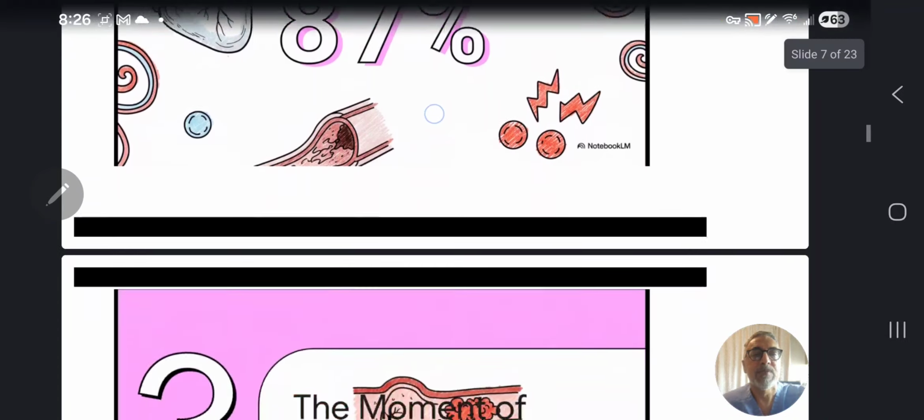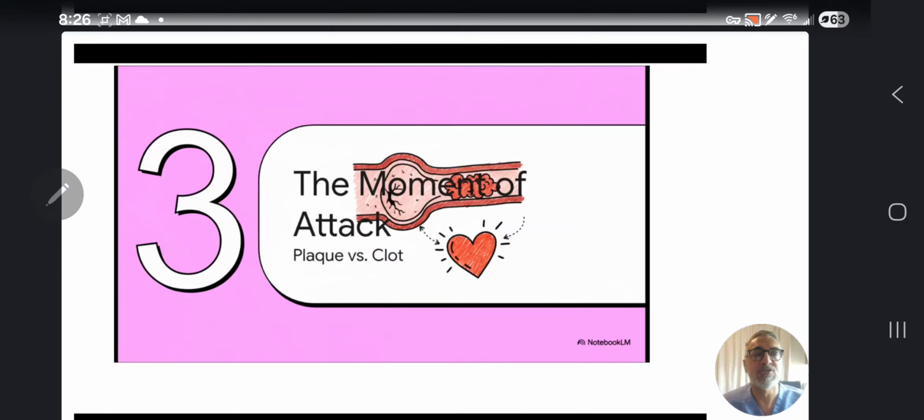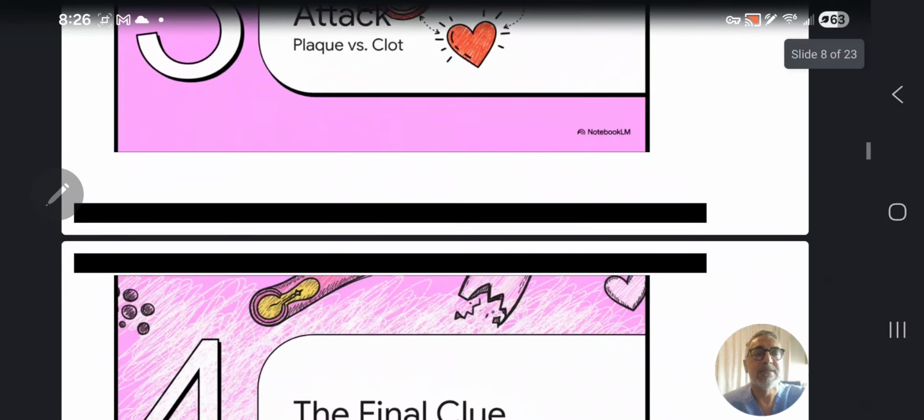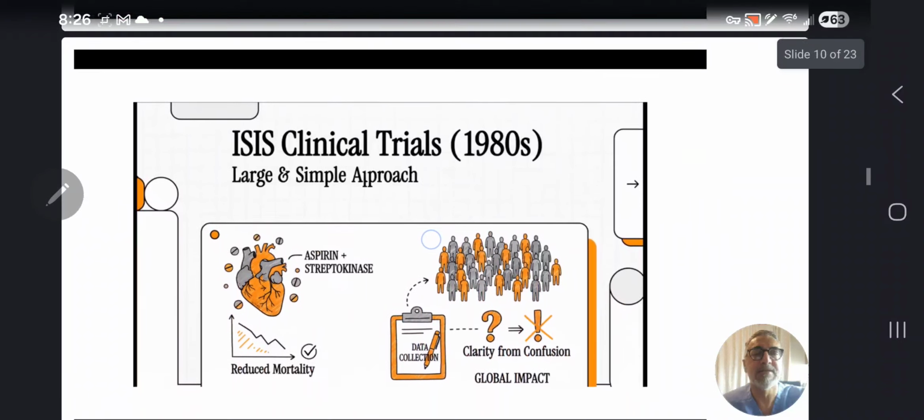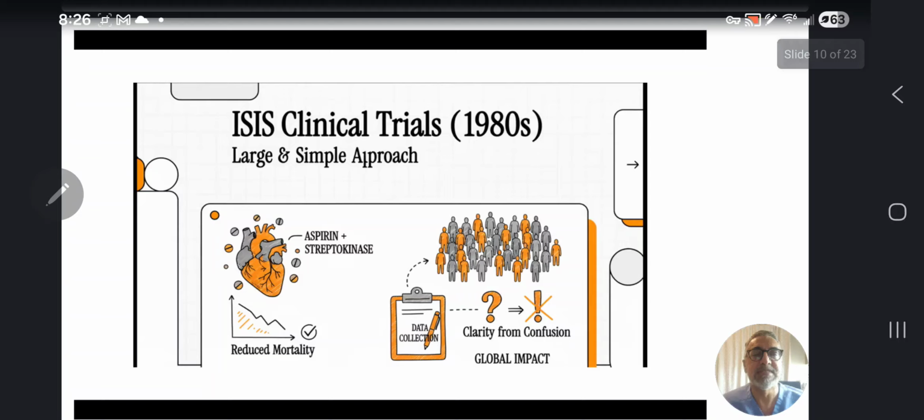Subsequent work on the pathology of the plaque showed that there is a vulnerable plaque where there's a lot of lipids in the plaque and a thin wall. When the thin wall ruptures, the interior of the plaque is exposed, leading to clot formation and the heart attack. On the basis of this, the ISIS trials were conducted. The basic idea of the initial ISIS trial was to use a lot of patients with simple protocols so that they could be applied in any hospital.